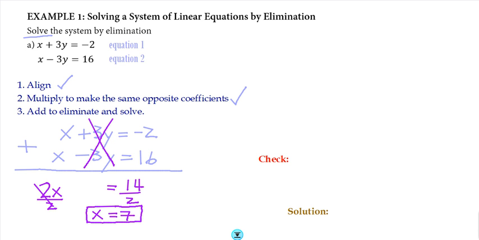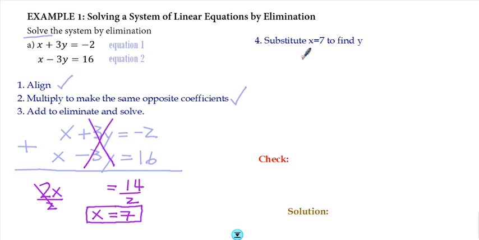And then step 4 is to use the answer from step 3. So we said x is equal to 7. We're going to use that to find our y value. So step 4 is to substitute x equals 7 to find y. And when we're substituting, like we learned from the substitution method, it doesn't matter which equation you choose. Whatever looks easier to you, just pick that one.